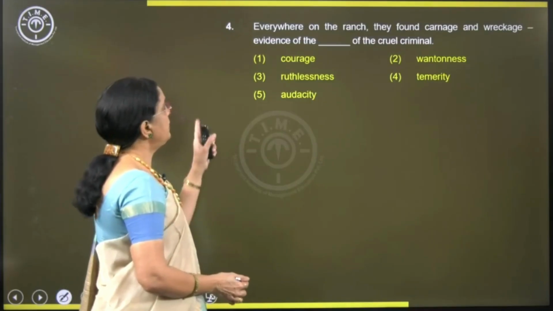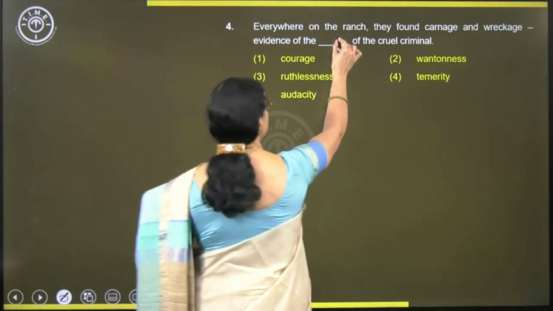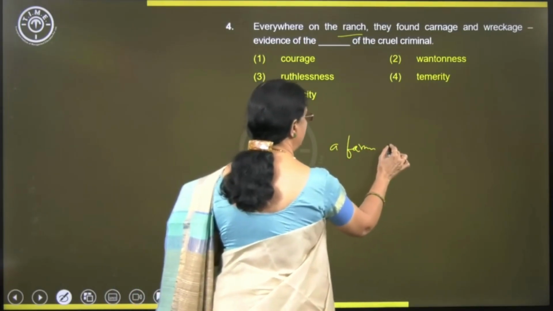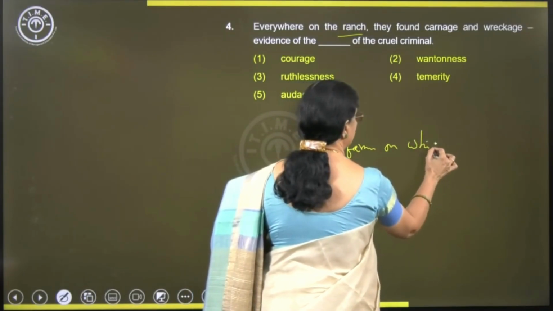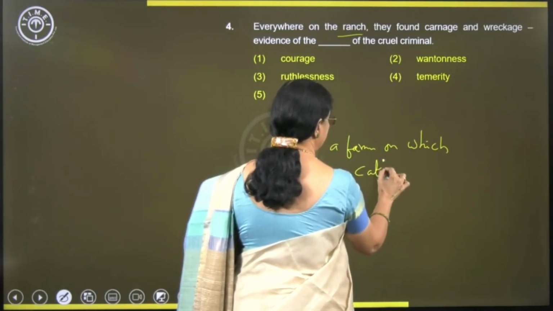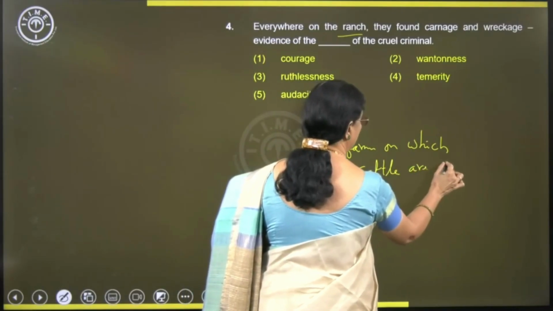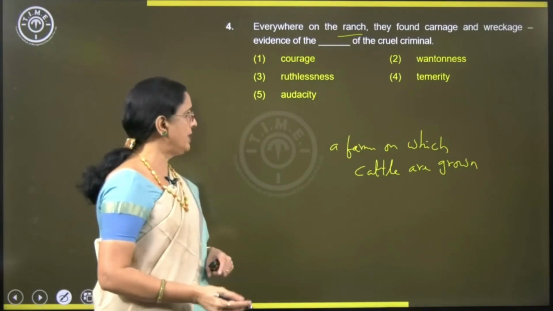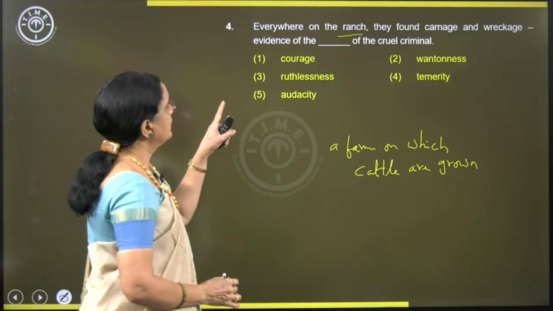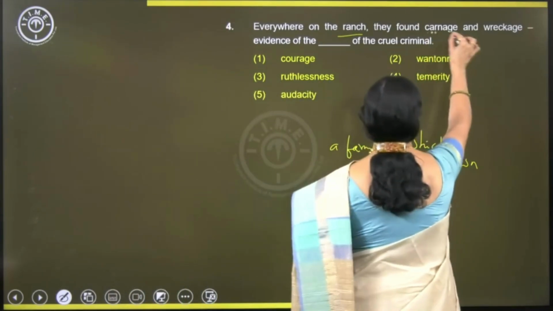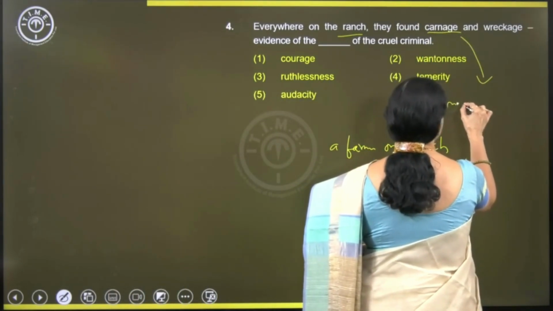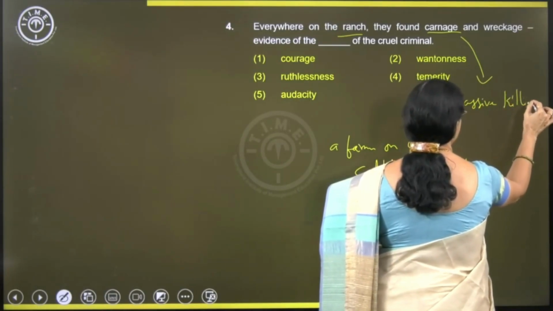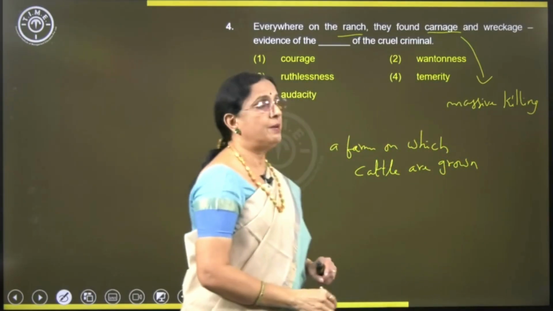Next one. Everywhere on the ranch. What's a ranch? Ranch is a farm, or farmland on which cattle are bred. Like you say, sheep ranch, cattle ranch and so on. Fine. They found carnage. What is carnage? Carnage is genocide or say massive killing. Kill in large numbers.